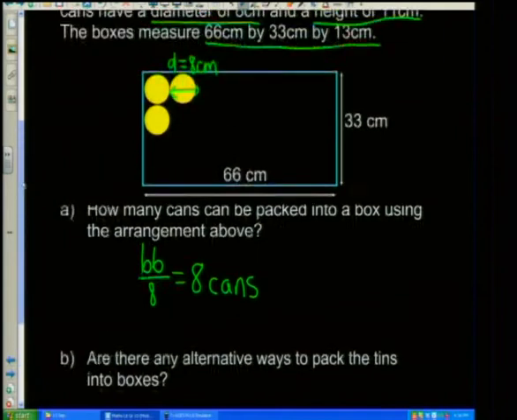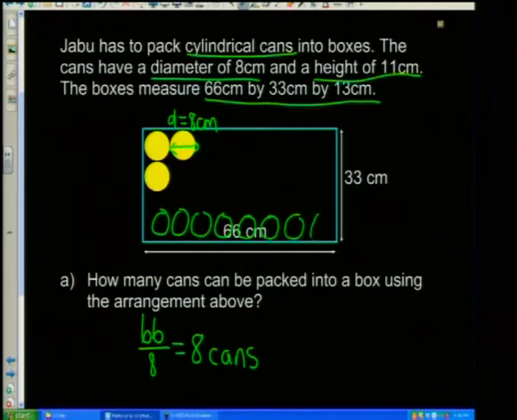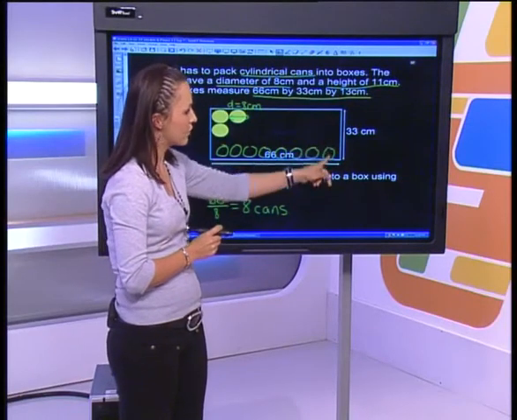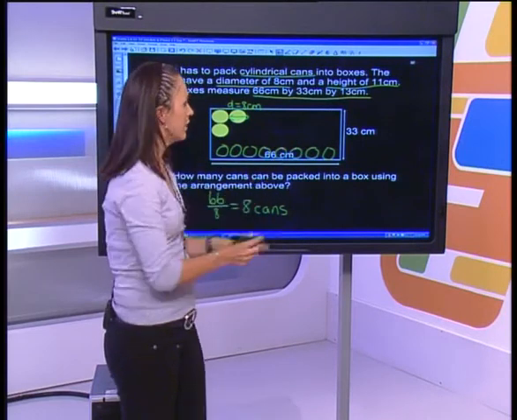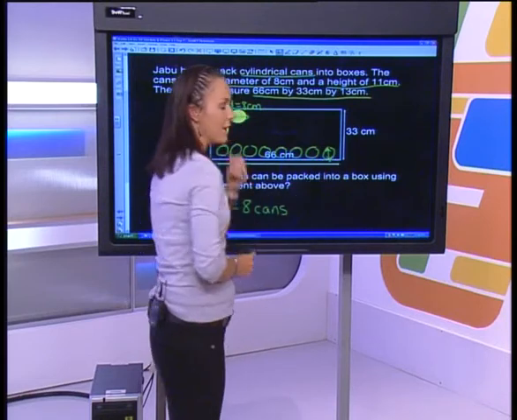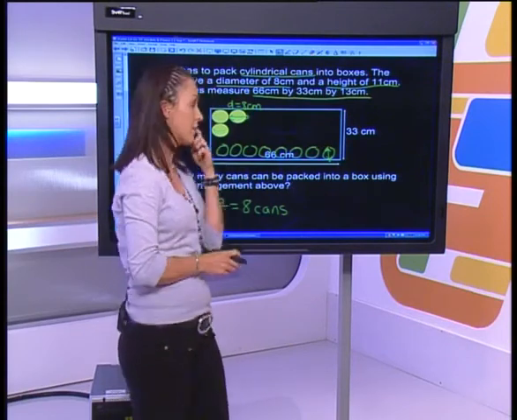Okay. Right, so that's saying that 8 of those, 1, 2, 3, 4, 5, 6, 7, 8, will be fitting into the length. Quickly work out on your calculator how many are going to fit into my breadth. So once again, you are still working with the diameter. We're still working with the 8 centimeters because remember, when you're working with diameter, it doesn't matter whether I turn the can to the front or to the back, it's still going to be 8 centimeters in width. So the diameter is still going to be 8 centimeters.